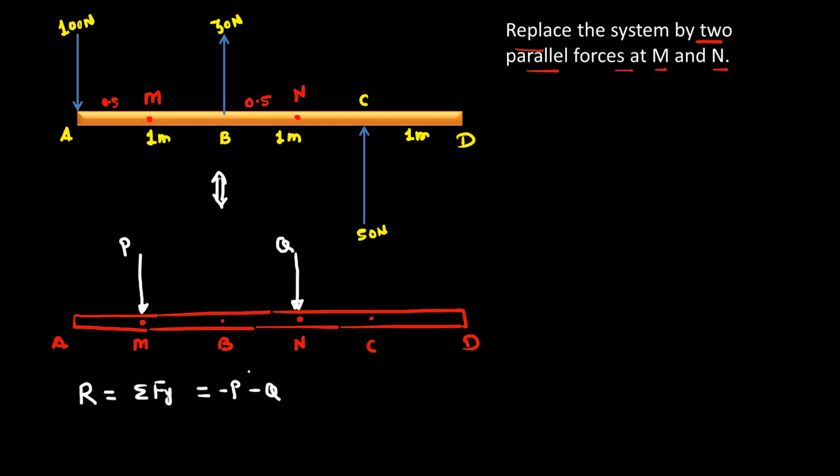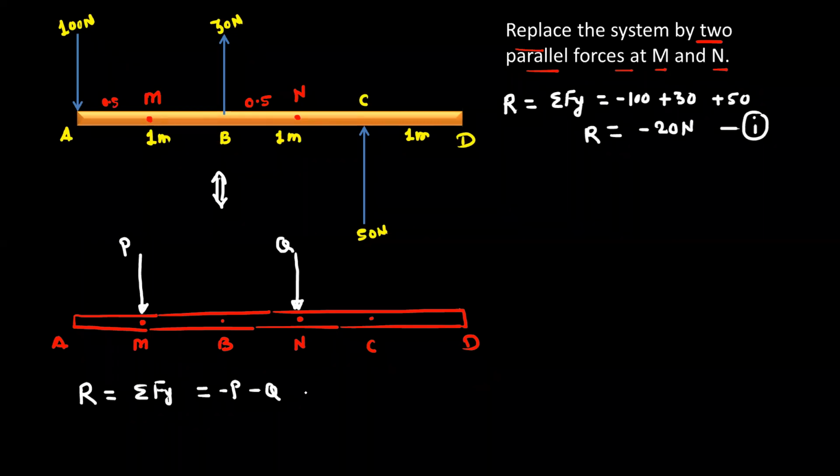Okay. For the original system, what is the resultant? R is equal to summation Fy, and that is equal to, first is 100 Newton, so it is minus 100 in the downward direction, then plus 30 plus 50. So the value of resultant is equal to minus 20 Newton. Okay. So consider this equation or this value as 1. So we have got the resultant for the original system, that is R is equal to minus 20 Newton.